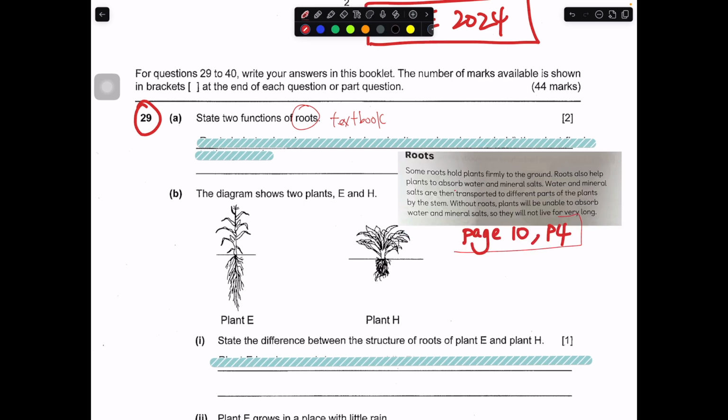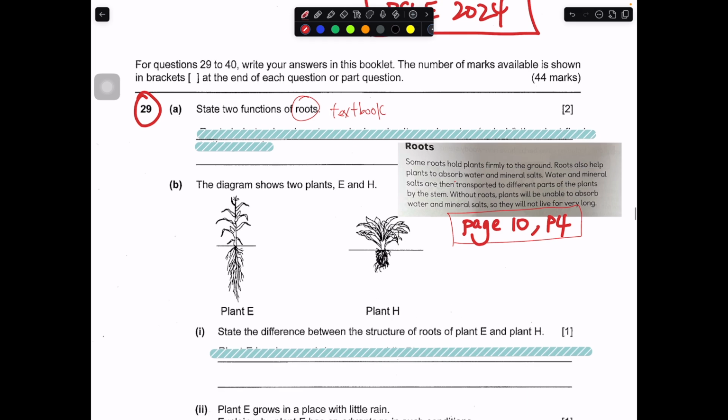P4 page 10. They will say some roots hold the plant firmly to the ground. That's the first part. The roots also help the plant to absorb water and mineral salts. That will be the second part. So these two will be your answers: absorb water and mineral salts, hold the plant firmly to the ground.